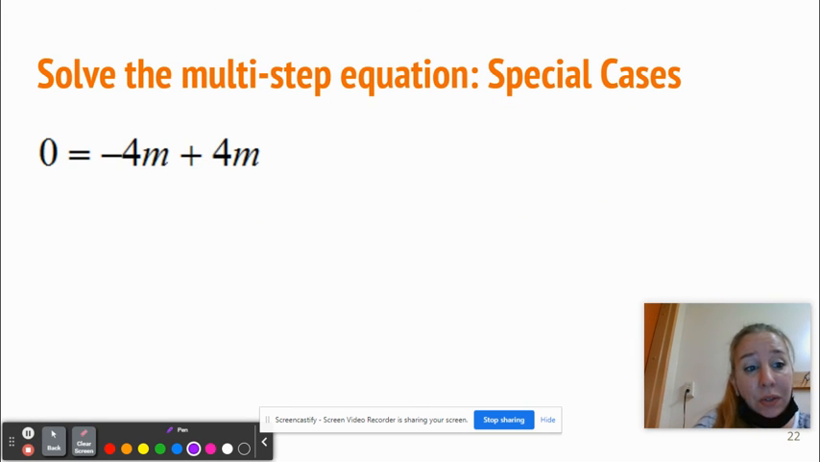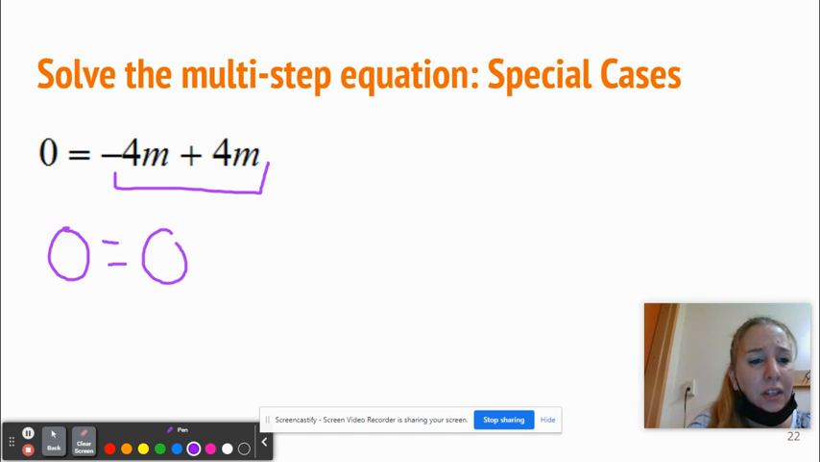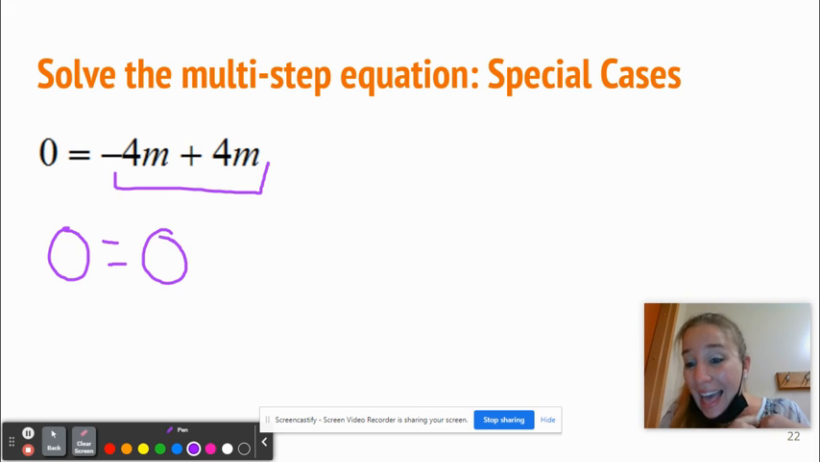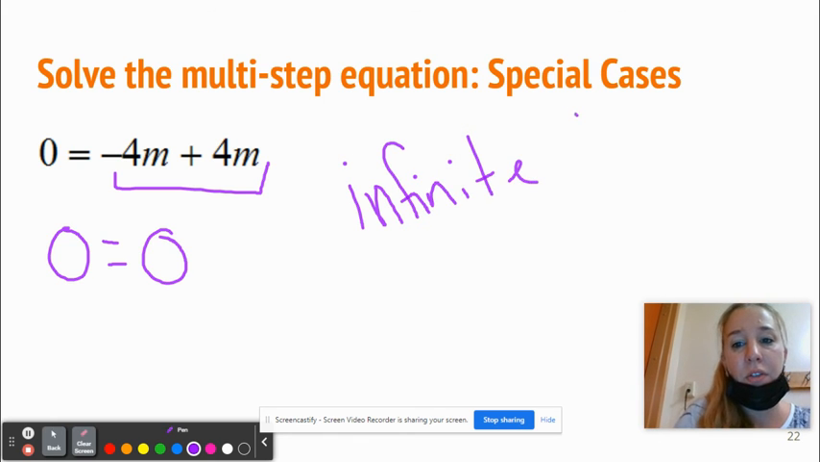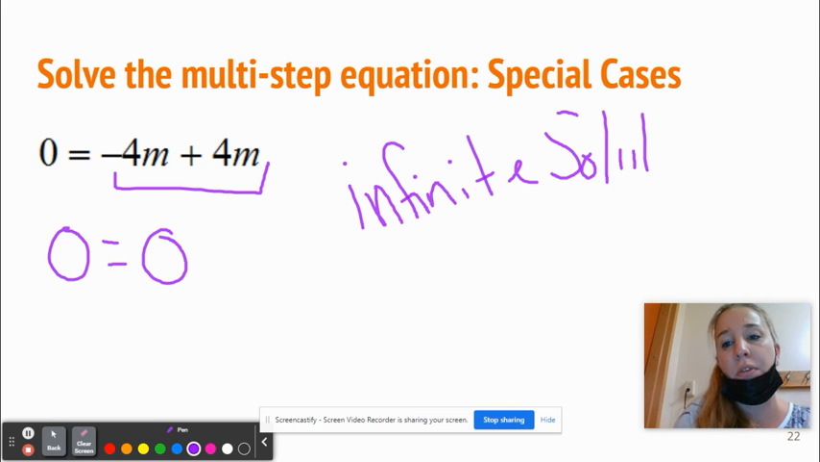Okay. So something similar is going to happen. Our 0 just comes down, equal sign comes down. -4 plus 4 is also nothing. So 0 equals 0 is true. That means any number in the world that you plugged in for M is going to make this a true statement. You could plug in 25 for M. You could plug in 80 for M. You could plug in -90, which means you have infinite solutions. Every number is going to work.